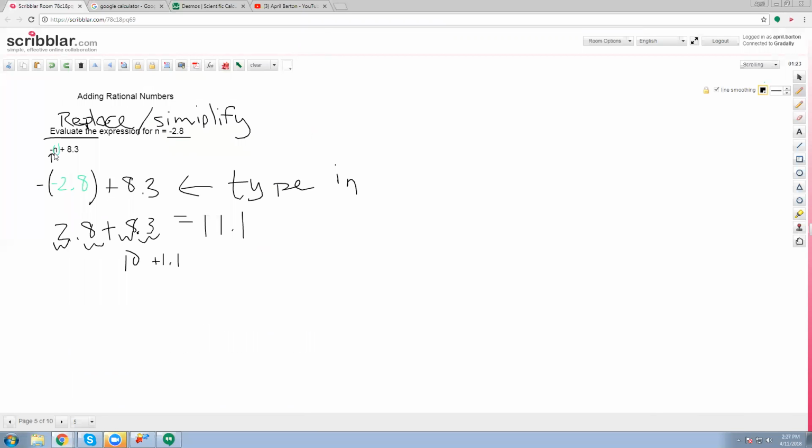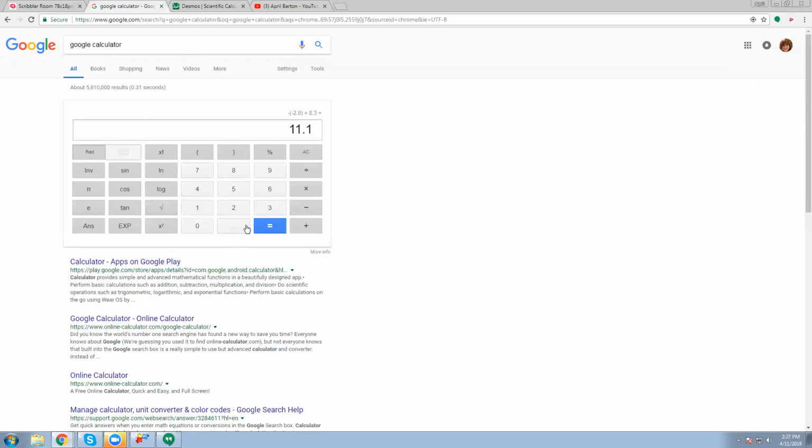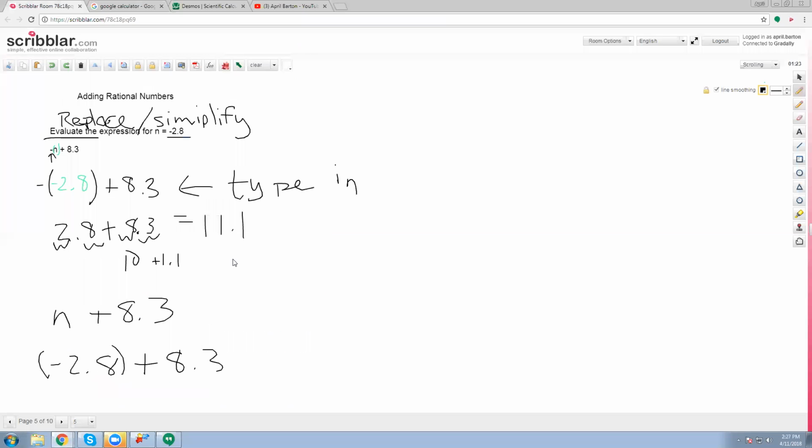So I chose that one again specifically just so we see that it doesn't always happen. If they said positive 11 plus 8.3, then when we replace n, we only have the negative 2.8. So we would do negative 2.8 plus 8.3. Oops, got to clear the calculator first. Plus 8.3. So this time we would get 5.5. So that's your adding rational numbers.